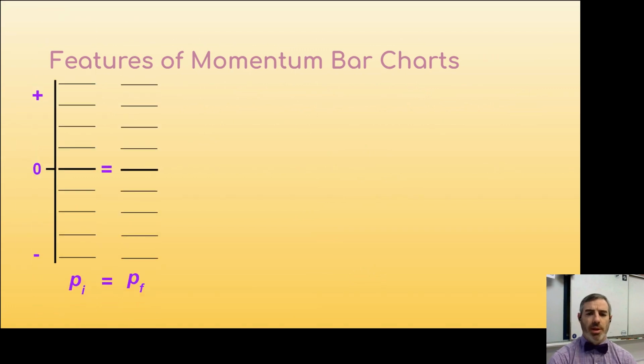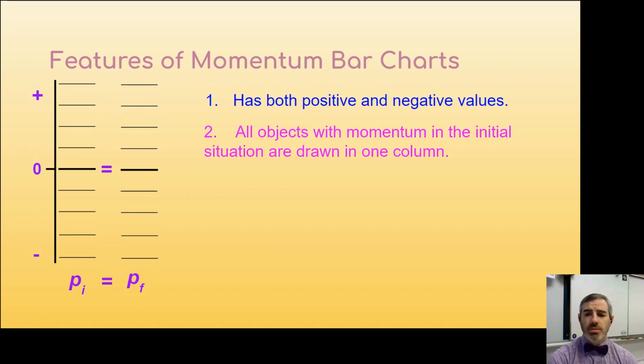Some features of momentum bar charts: first, they have both positive and negative values. All objects with momentum in the initial situation are drawn in one column, which means you stack them on top of each other. If an object is moving in the positive direction with a momentum height of, say, 2, and a second one is moving in the same direction, we stack it on top. If it's in the opposite direction, we draw it on the bottom.